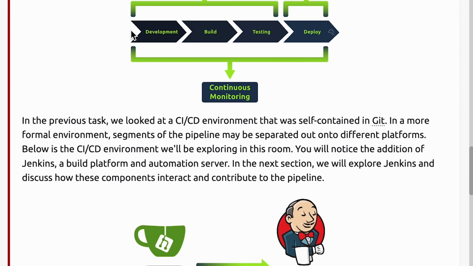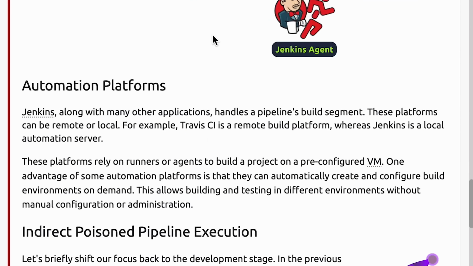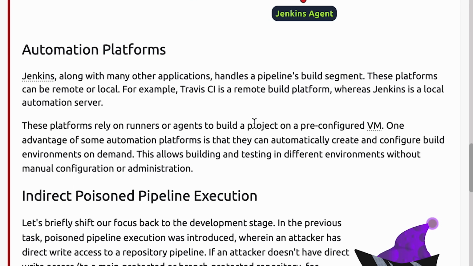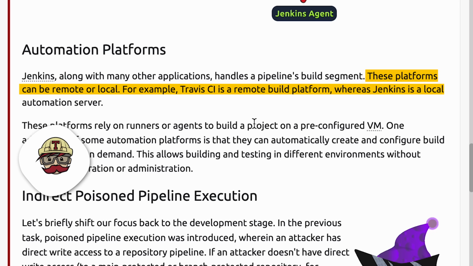You type that out, do your coding and all that stuff in whatever IDE you want to use, and then build, in this case, is what Jenkins would do. These platforms can be remote or local. So for example, Travis CI is a remote build platform, whereas Jenkins is a local automation server.